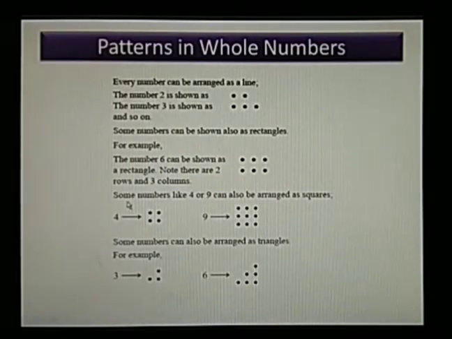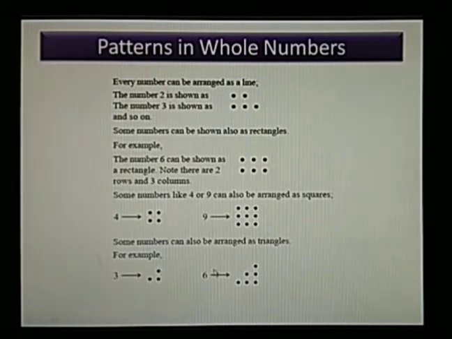Now moving on, some numbers like 4 and 9 can also be arranged as squares. You can see 4 and 9. Clear? This 4 can be represented in this way. So it represents a square. Now the number 3 again can be represented. Earlier we have seen the number 3 can be represented as a line. Now here it can also be represented as a triangle. You can see if we connect all these points or dots, we can get a triangle.